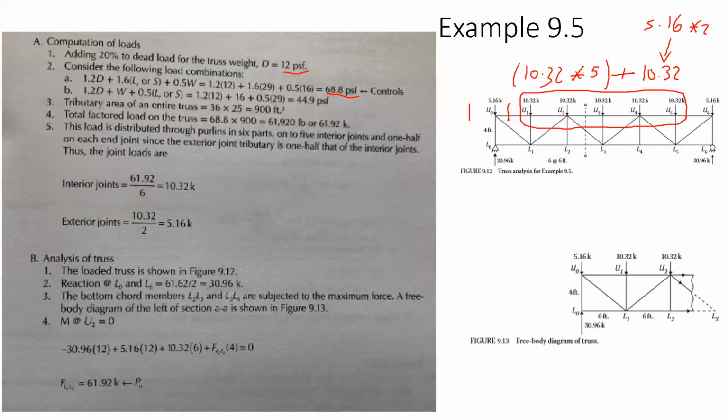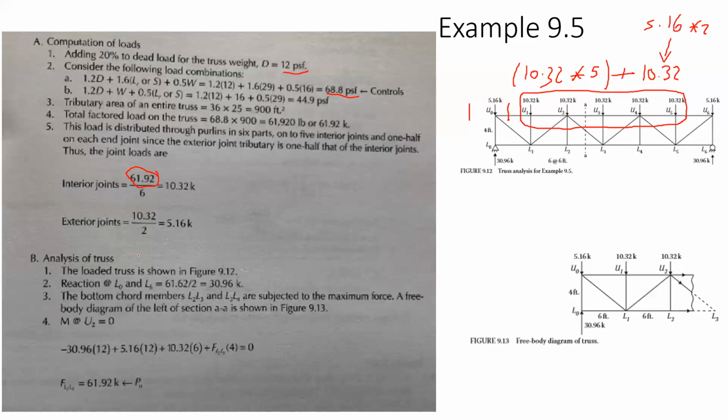So then the total of this here gives me this, the 61.92. So then we divide by 6. Why? Because we have 5 interior plus half and half exterior, which total up to 1. That means 6 of the 10.32. It gives me this amount here. Then we divide by 2, and that gives me 5.16. So this is pretty much how we calculate the load at each purlin. Then that was the load computation and how we came up with these values.